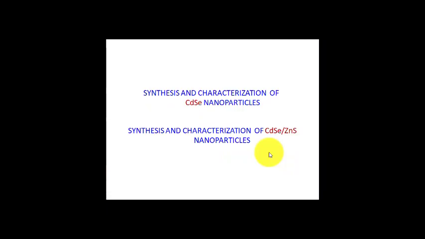Now we will discuss some examples like synthesis and characterization of cadmium selenide. We will focus only on synthesis, not on the characterization. The synthesis of cadmium selenide and the synthesis of cadmium selenide zinc sulfide. It is a composite material in which two different kinds of materials are mixed and synthesized. Cadmium selenide or zinc sulfide both are non-oxide materials. These materials do not contain oxygen.